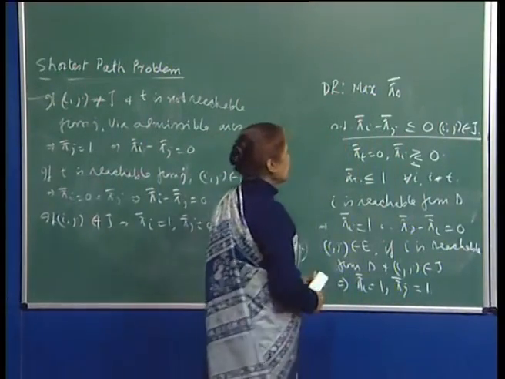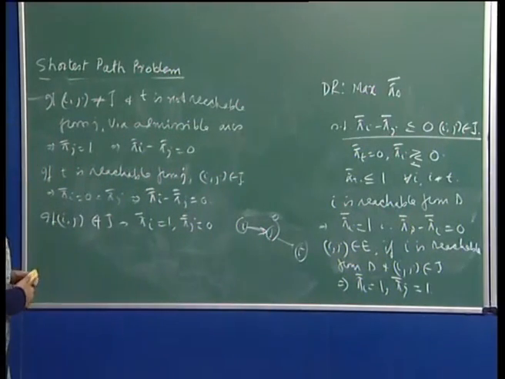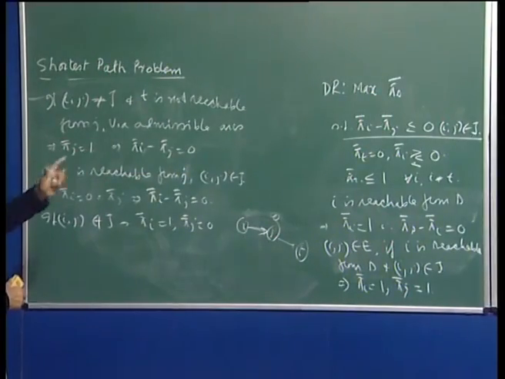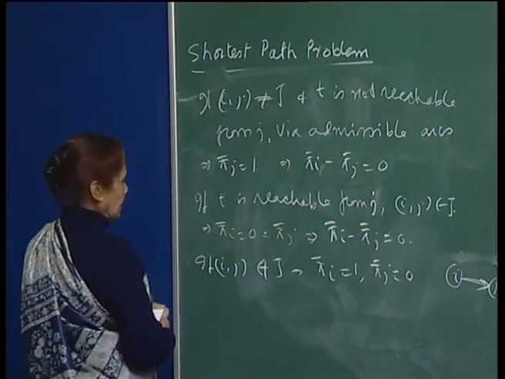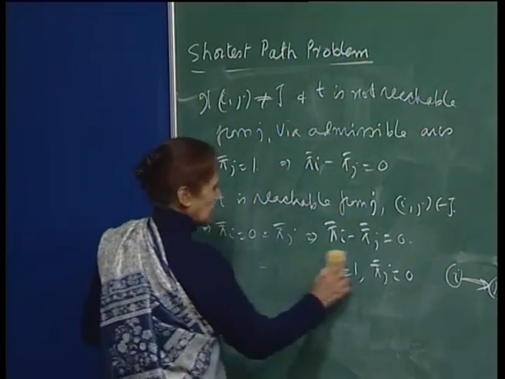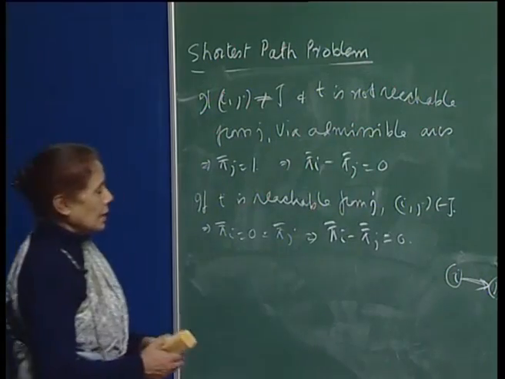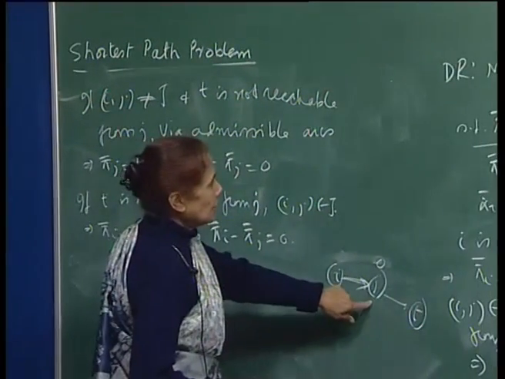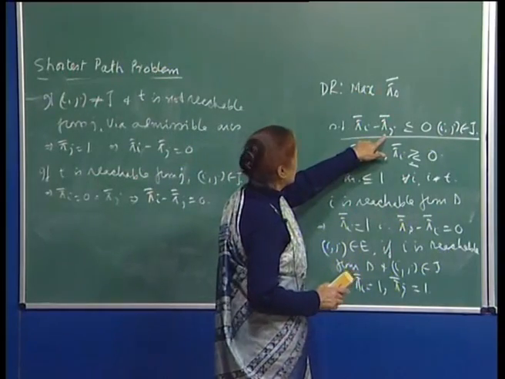I'm sorry, this is for only arcs which are admissible. So I should not have added from j via admissible arcs. The constraints are only for the admissible arcs. So let me just forget that. This part is not there, otherwise you would not have a feasible solution. So these constraints are only for admissible arcs, right?